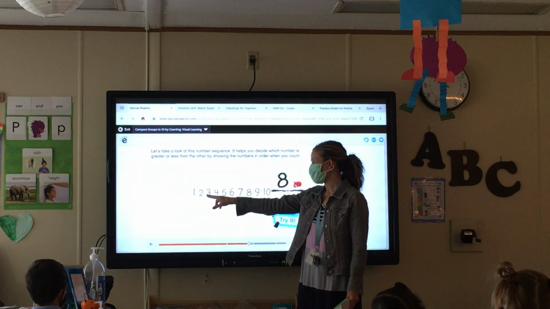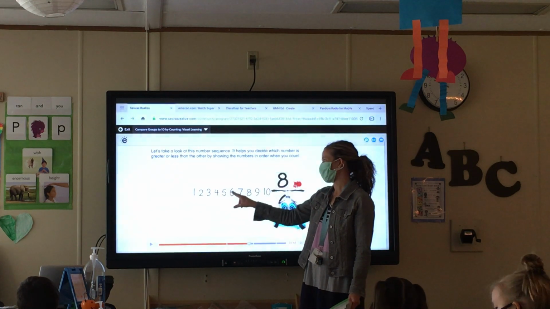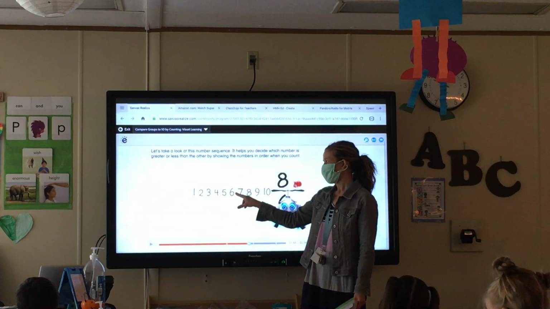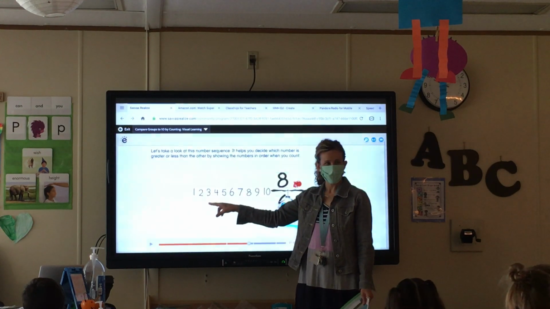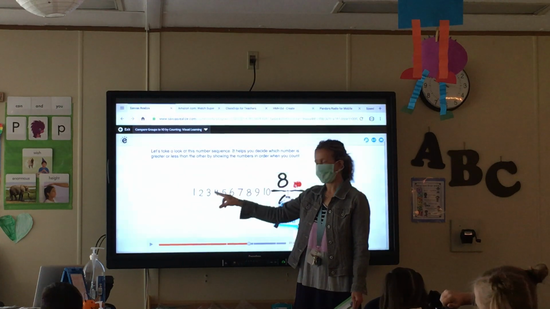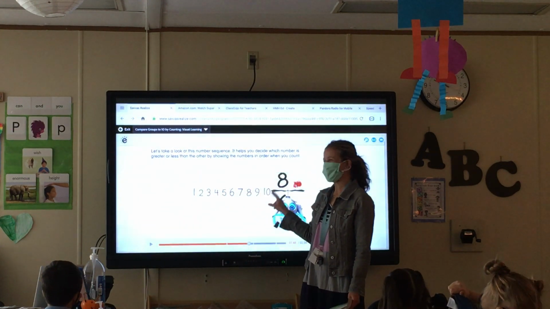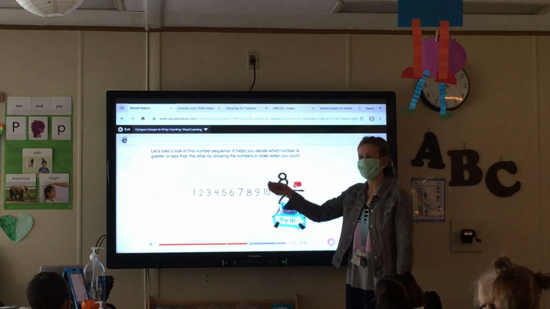Okay, so if you see the number 2 all the way over here, and then when you count 3, 4, 5, 6, okay, so anything past the 2 is going to be greater than that 2, right? So 3 is greater than 2, 4 is greater than 2, 5 is greater than 2, 6, 7, 8, 9, 10, they're all greater than 2. All right, so anything that you count after is going to be greater.